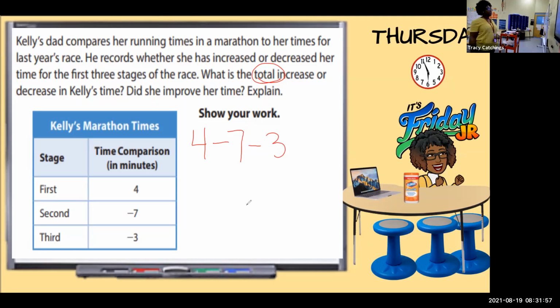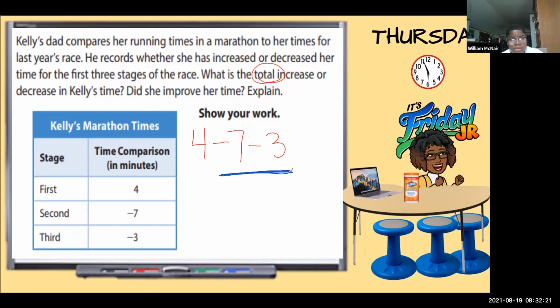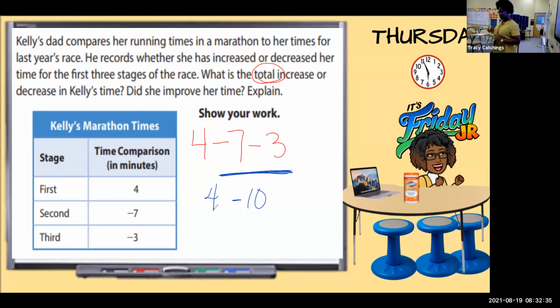All right, so now we have 4 - 7 - 3. Do any of those three digits have the same sign? 7 and 3, you're right. Both of those are negative. So since they have the same signs, we're going to add the values and keep the signs. So what's 7 + 3? 10. Good job. And since both of those are negative, that means 10 would be negative. So now we have 4 - 10.